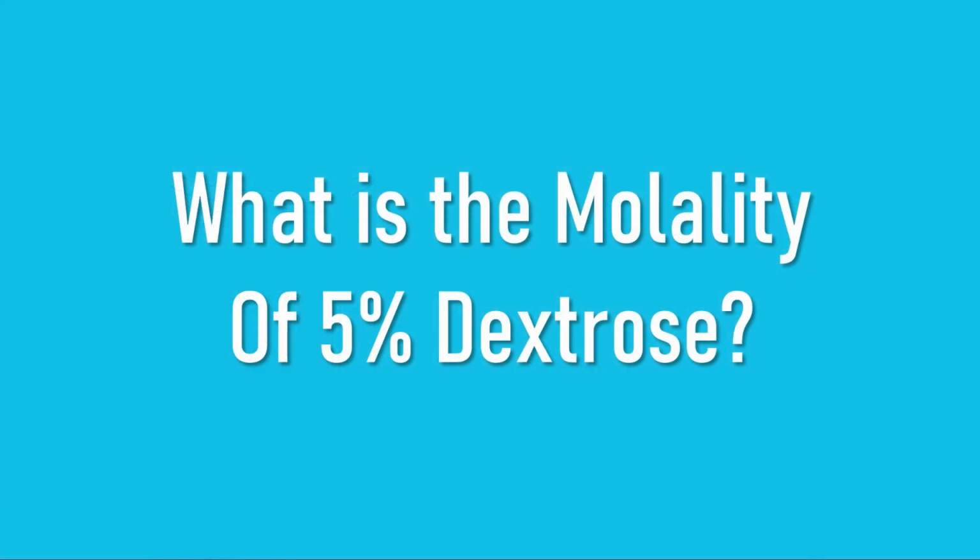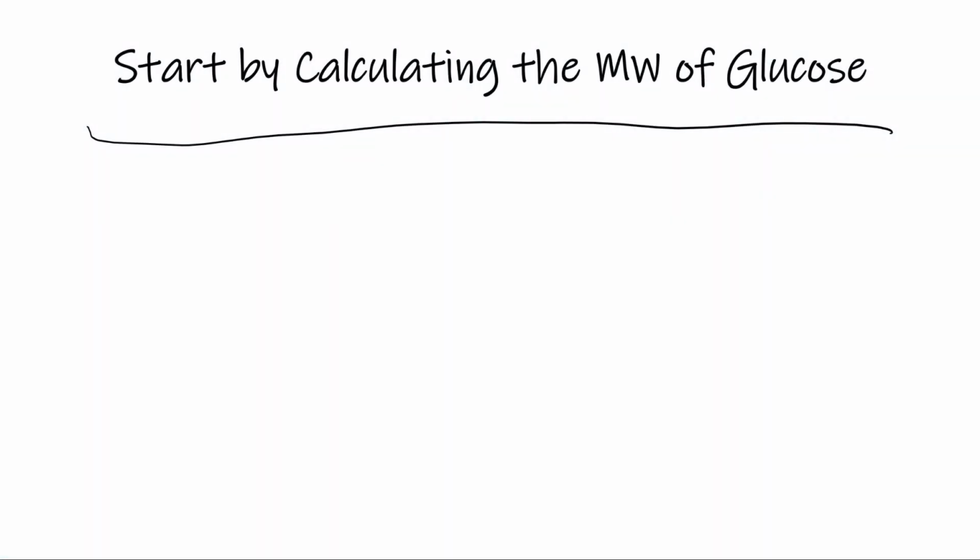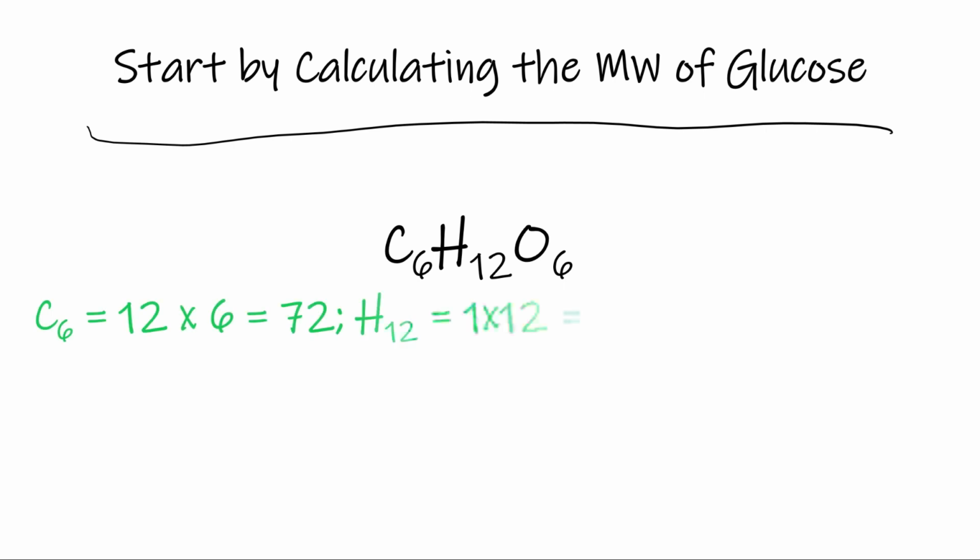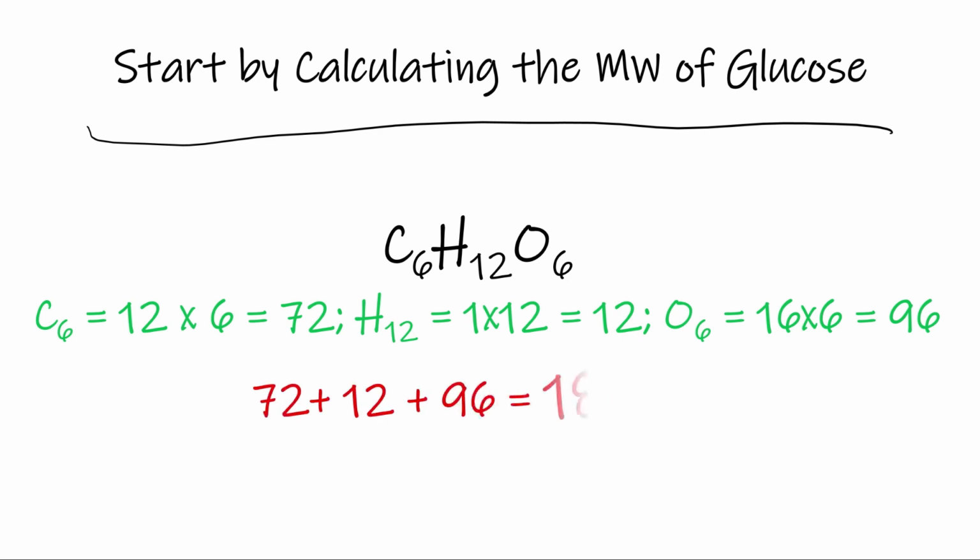What is the molarity of 5% dextrose? Well, the first thing you need to do is calculate the molecular weight of glucose, and the chemical formula for glucose is C6H12O6. C6 is 12 by 6, 72. H is 1, of course, so it's 12 times 1, and O6 is 16 by 6, and that is 96. So 72 plus 12 plus 96 is 180. That is the molecular mass of glucose.